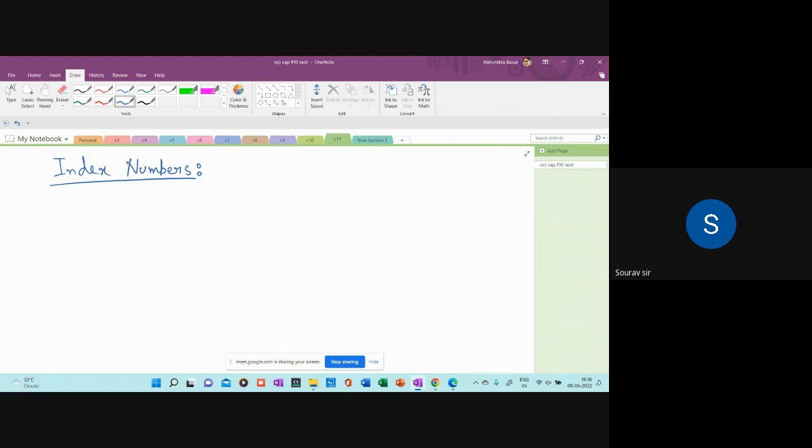So can anyone tell me the Laspeyres formula? I'm writing L. Anyone tell me the Laspeyres formula, please? No one remembers the Laspeyres formula. Or Paasche's formula?